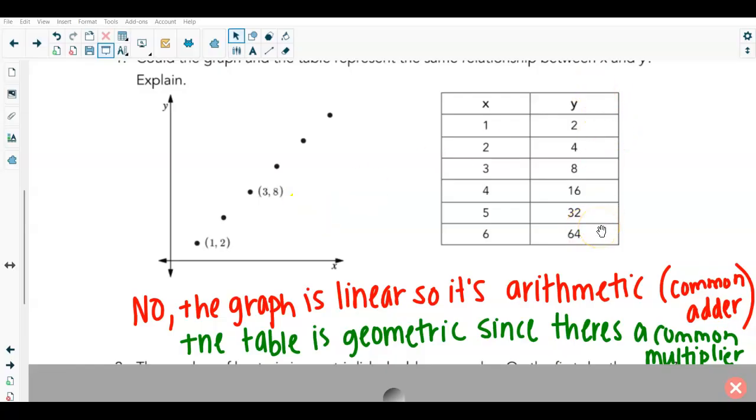You don't have to get that specific. You could just say that this was a linear thing, so it was arithmetic, and this was a multiplier, so that automatically makes it geometric. These two cannot go together.